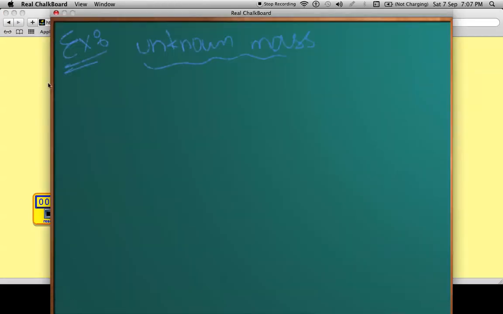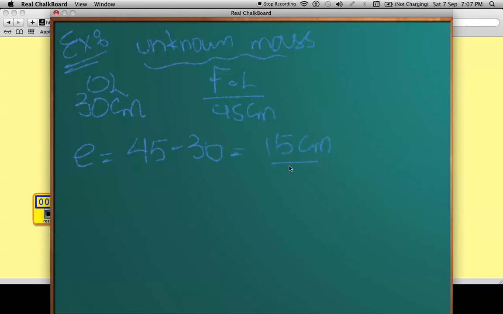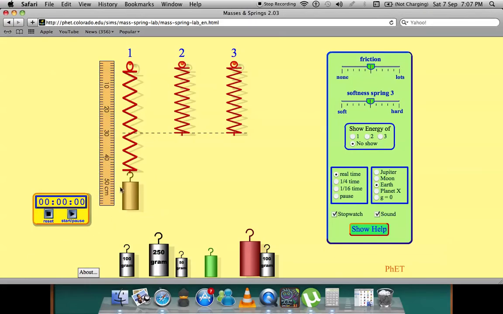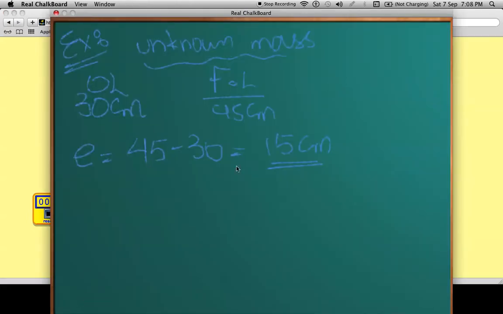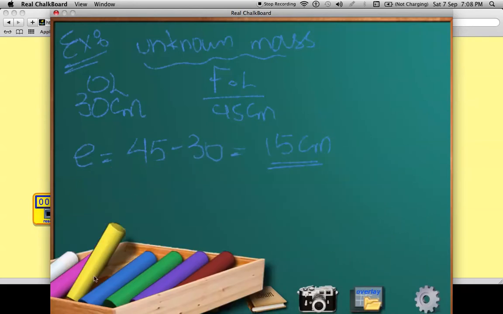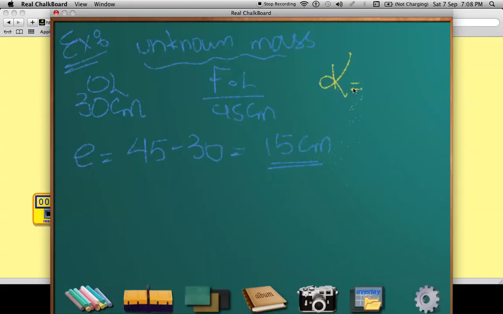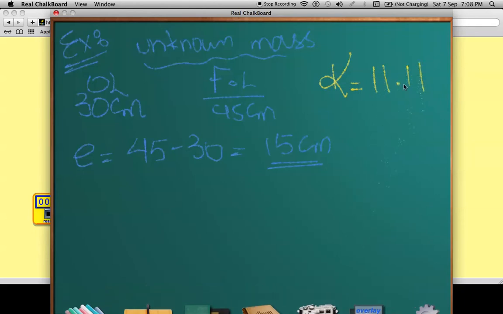So the extension, the original length, the original mark was 30 centimeters. The final length would be 45 centimeters. So the extension is simply given by 45 minus 30, which is 15 centimeters. So it extended 15 centimeters because of this mass. However, we don't know the force that it is exerting, because we don't know the mass of this body. So we'll have to find that out. But on the other hand, we know the extension and also the stiffness of the spring, which is 11.11 newtons per meter.